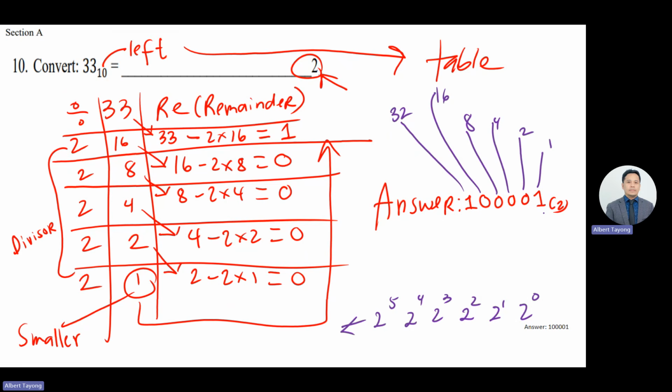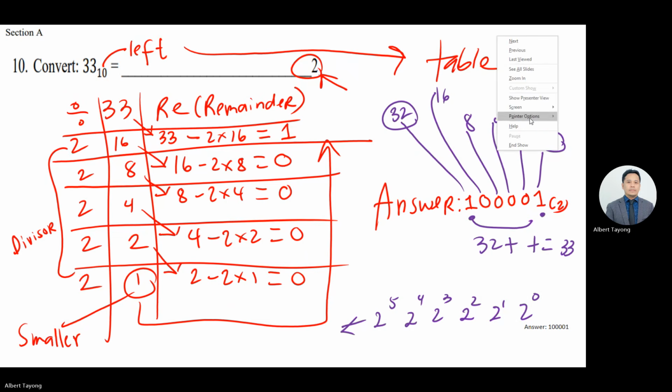So we are just going to use the numbers with ones. Okay, zeros you are not going to include. So this is 32 plus 1 equals 33. Okay, so it's correct. So we add only 1 and 32 because we have ones there. These zeros we're not going to include in the addition process. Okay, so our answer is correct. 1, 0, 0, 0, 0, 1 base 2.